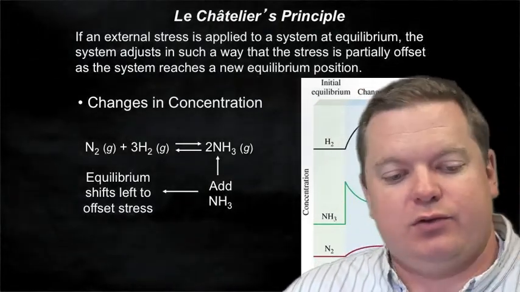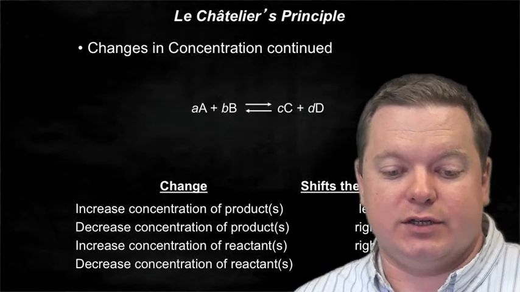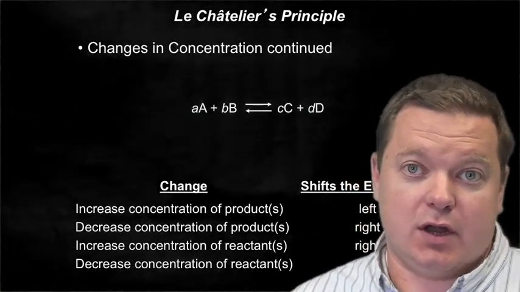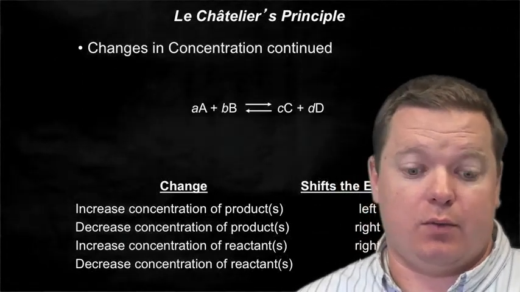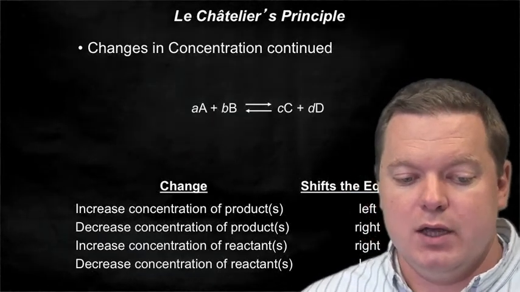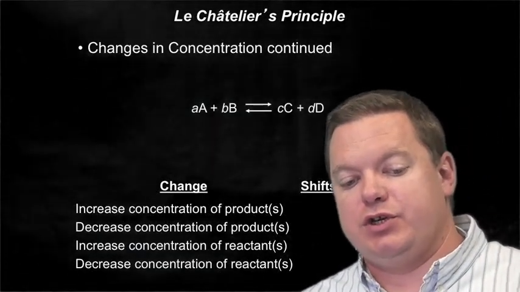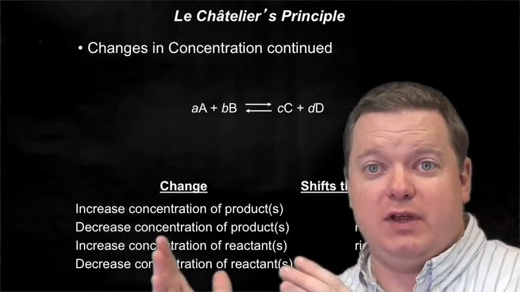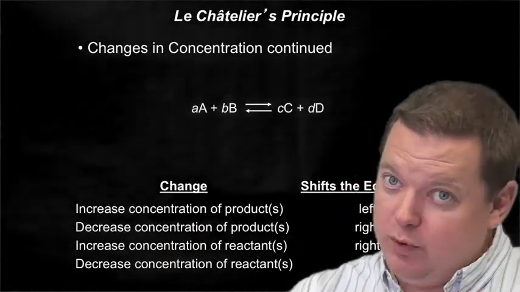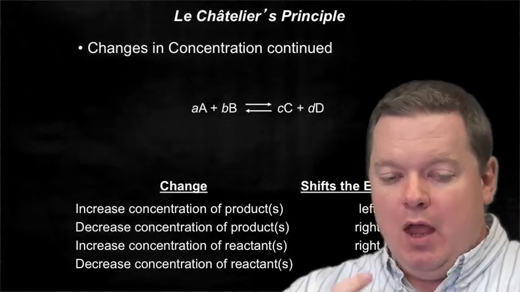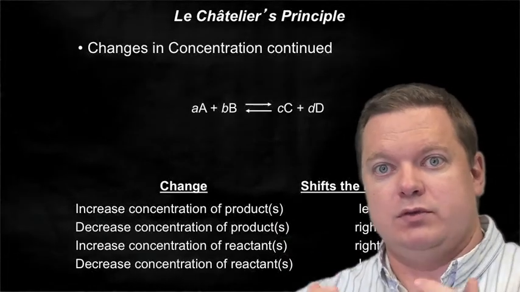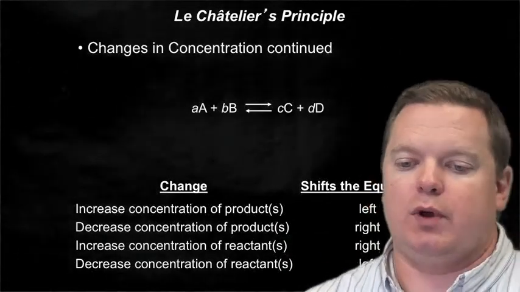So just again, to summarize: if we increase the concentration of products, we're going to shift to the left. If we decrease the concentration of products, we're going to shift to the right. Increase the concentration of reactants, we also shift right. Decrease the concentration of reactants, we shift left. So we're always shifting some of that mass to reestablish this relationship of the equilibrium constant, and to equalize our system. So the teeter-totter analogy works well.